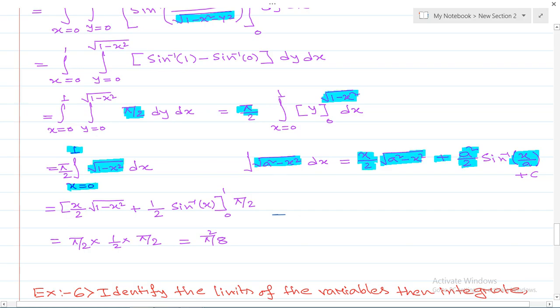Okay, so in place of a we are having 1 here, so we have applied the formula: x by 2 root over of 1 minus x square plus 1 by 2 sine inverse of x, from 0 to 1. Pi by 2 is already there, so we have written pi by 2 here. So ultimately the result is coming pi square by 8 after putting the limit 1, because if we put 1, the first term is going to vanish. From the second term we are having sine inverse of 1 is pi by 2, so pi by 2 is already outside. 1 by 2 into pi by 2, result is coming pi square divided by 8.